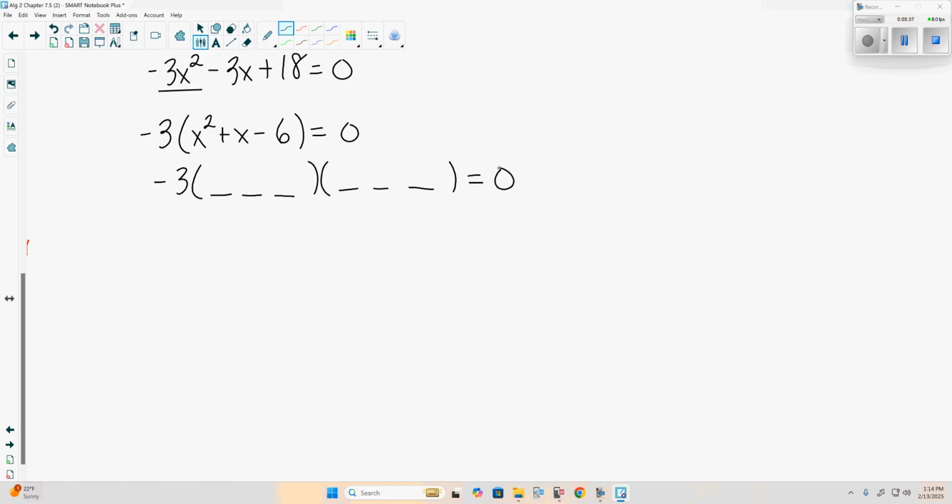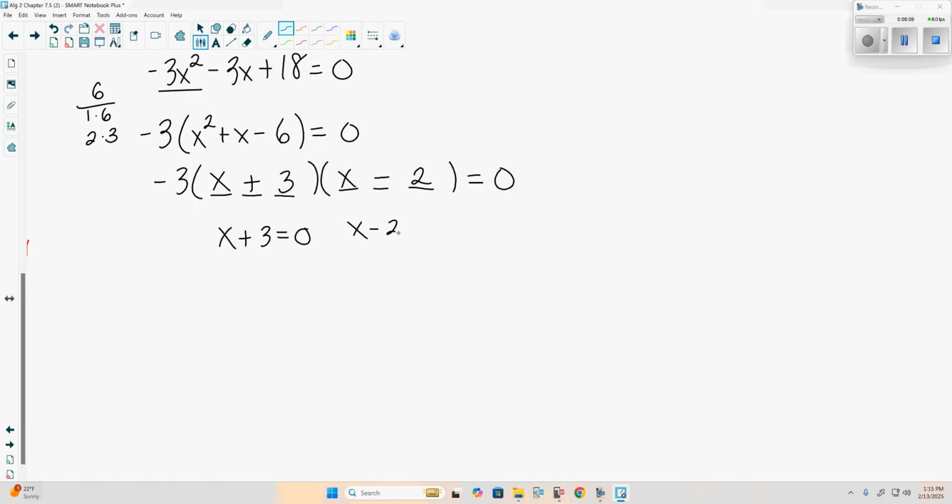Two sets of parentheses with 3 spaces. Since the third term is negative, our signs are opposite. Factors of x squared are x and x. Factors of 6, 1 and 6 or 2 and 3. Which one do we want to try first? 3 and 2. Which one's positive, which one's negative? 3 positive, 2 negative. And if we do check it, these are the correct factors.